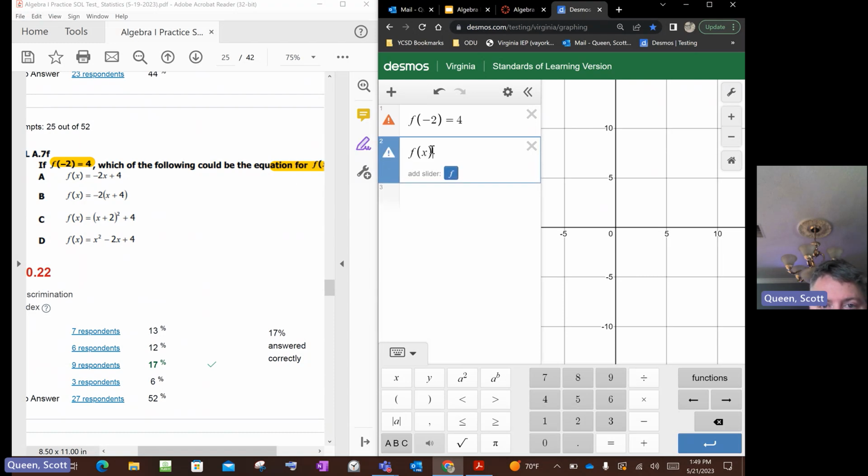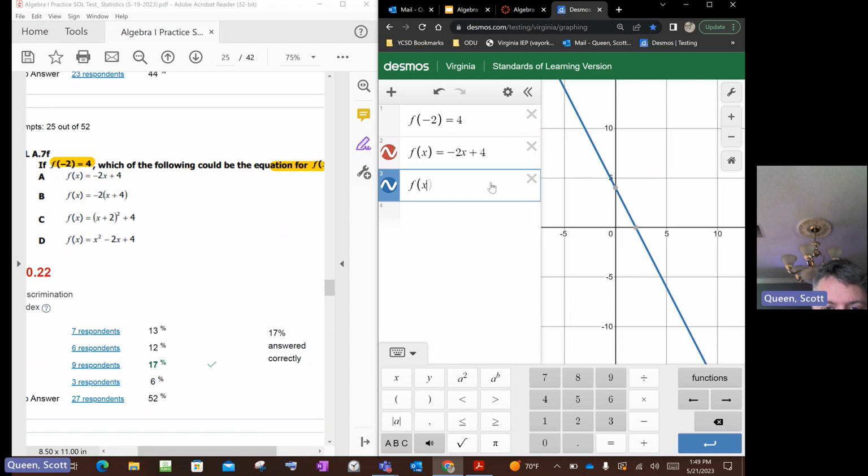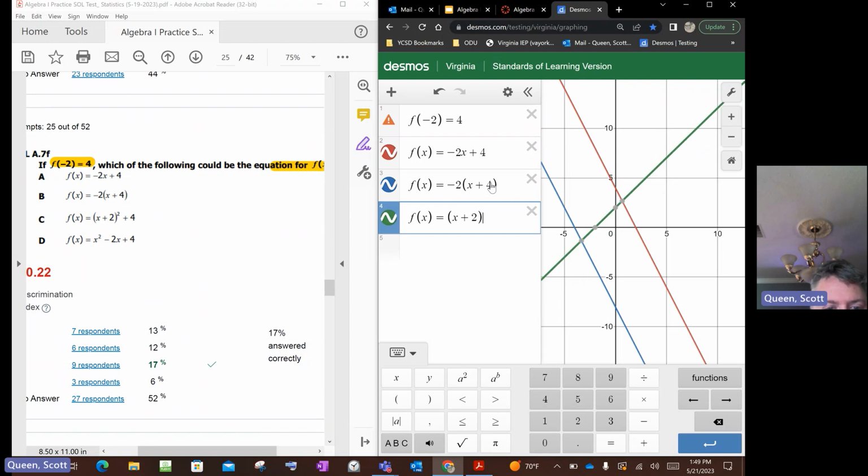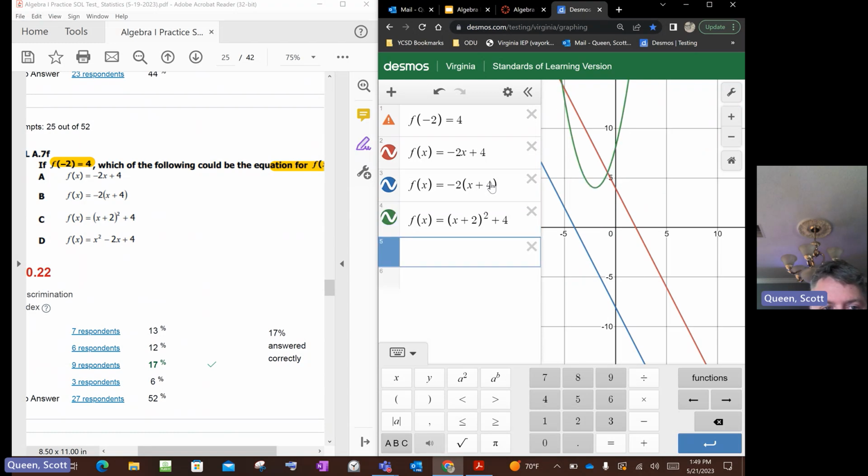F of x. I could just as easily type y equals. F of x equals -2x plus 4. Got me a line. All right, B, F of x equals -2, parentheses, x plus 4. All right. Now, C, F of x equals x plus 2, and I got an exponent of 2 in there, and then I got a plus 4.